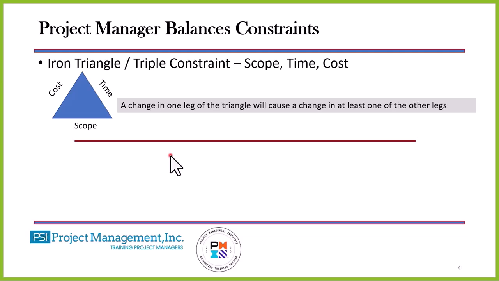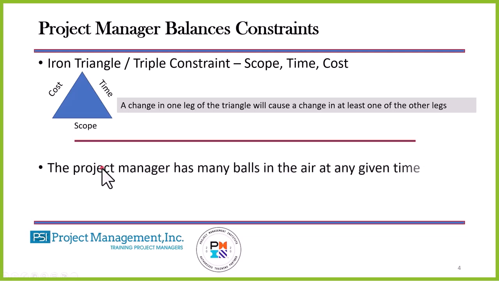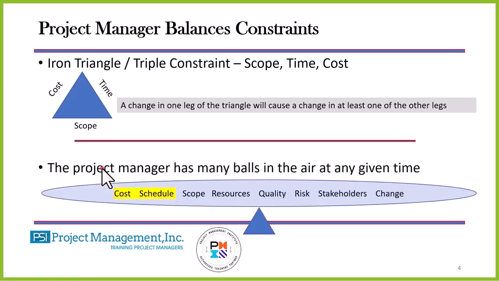So if I change scope, undoubtedly it's going to affect cost, and it probably will affect schedule at the same time. But as a project manager, you're managing more than just the triple constraint. You are balancing a lot of balls at any one time in your project. You're balancing cost, schedule, scope, resources, quality, risk, stakeholders, and change.